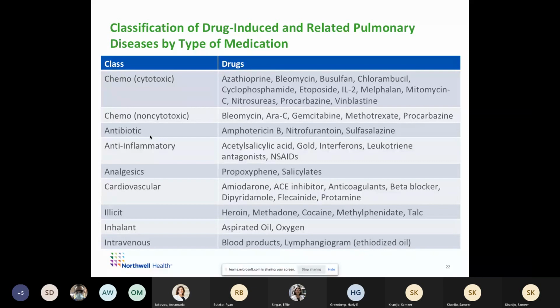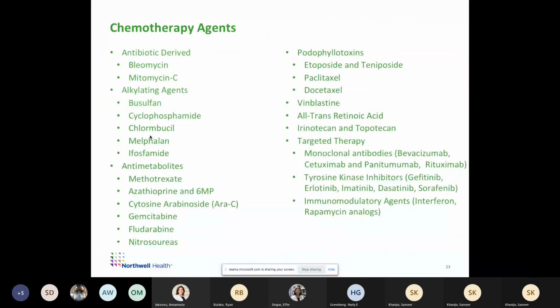And then obviously things like heroin, cocaine, aspirated oil, mineral oil, things like that can all cause problems with the lungs. And then, things like blood products, the lymphangiogram, if someone gets one done, they use an iodized oil, which can cause, again, pulmonary edema. So whether it's direct pulmonary injury or capillary leak or increased cardiogenic or non-cardiogenic pulmonary edema, these are things that we all end up having to deal with.